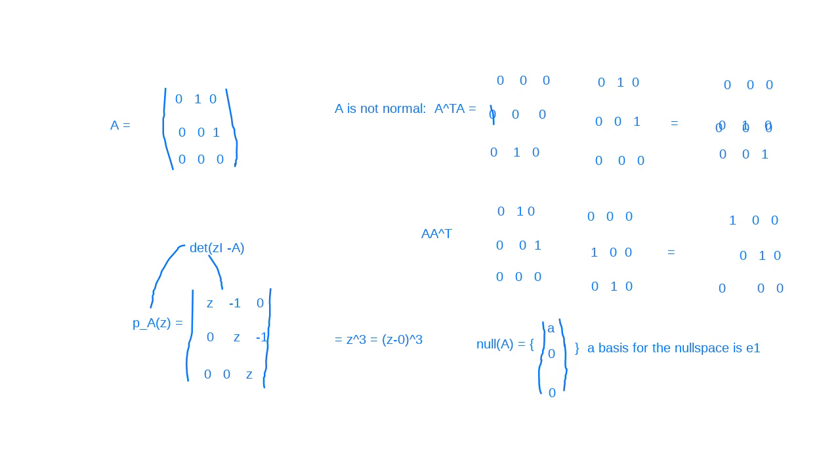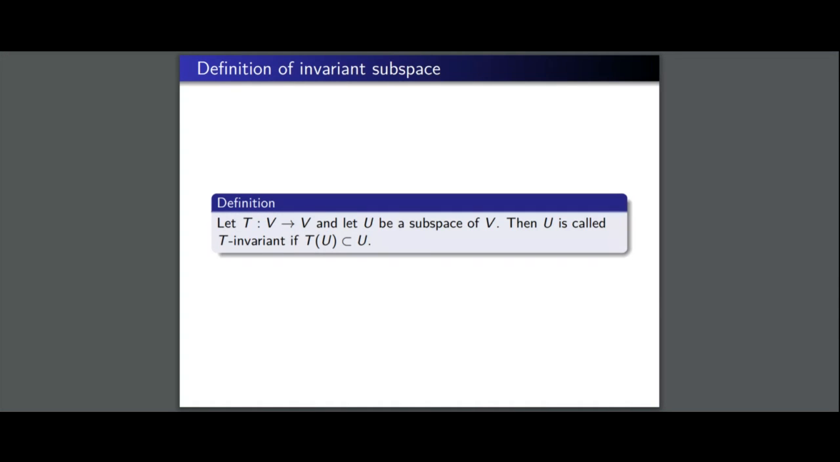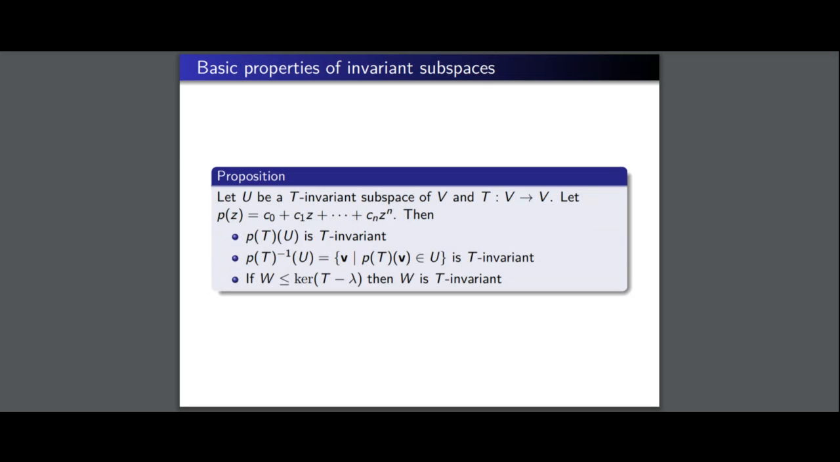Okay, so our plan is we want to find as many T invariant subspaces as we can, and then hopefully if we find enough, then T has a special form. Okay. Just some basic properties of invariant subspaces.